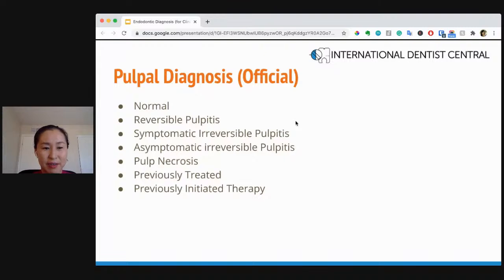So the previous slide, pulpal diagnosis, I just organized it in terms of how my brain works, but the official terminologies that you want to remember are these: normal, reversible pulpitis, symptomatic irreversible pulpitis, asymptomatic irreversible pulpitis, pulp necrosis, previously treated, previously initiated therapy. I just like to put it as normal, inflamed, dead, treated. But this is the exact terminology that you want to use when you are talking to somebody, in an interview setting, or writing down what you think the issue is when you're doing case studies. So be exacting and remember these.